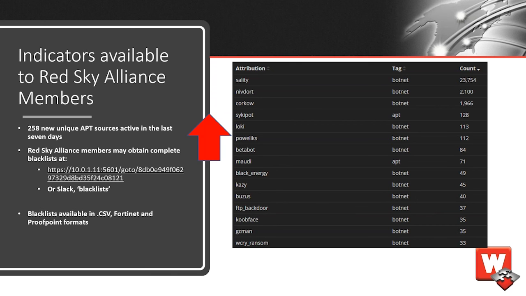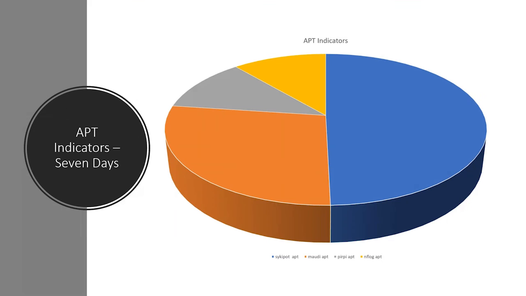We had 258 unique APT indicators active over the last 7 days. You can use your two-factor authentication to log into CTAC to download these indicators. Just contact us via Slack or via email for assistance with this if needed. So this chart shows our top APT indicators from this week. This is pretty similar to previous weeks. Topping the list again this week is SickyPot and Maudy APT. This week we also have PRP APT and NFlog.